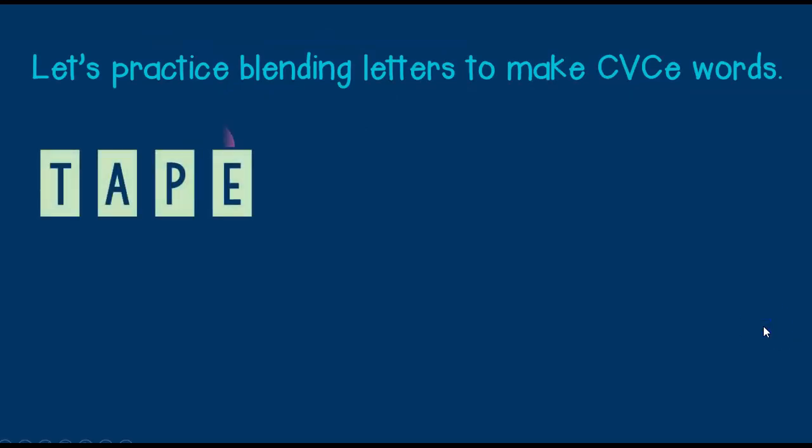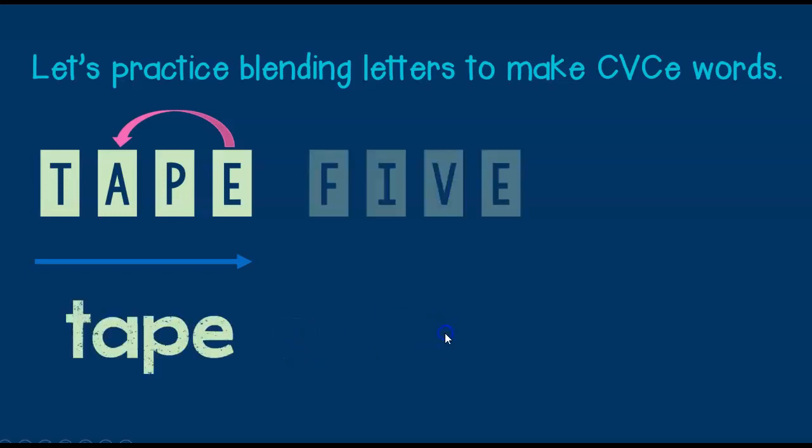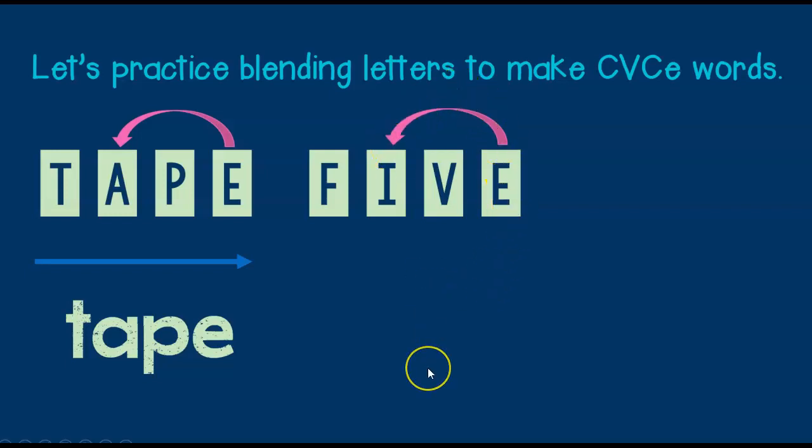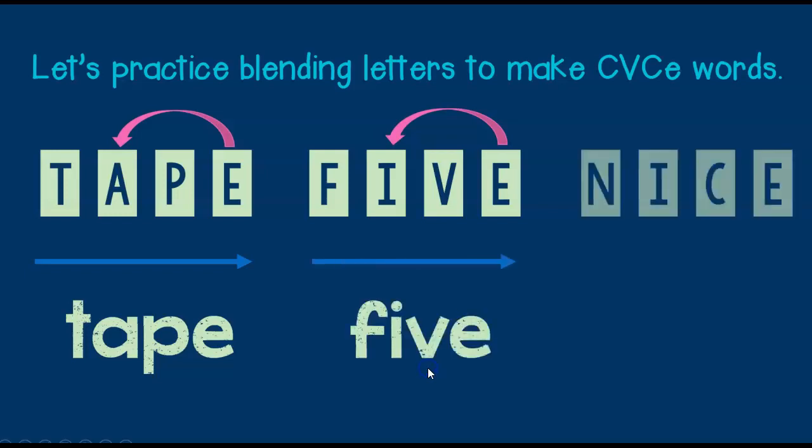All right, let's practice blending some of these. Okay, so we have T, A. I know this says the long A sound because that silent E is one consonant hop away from the vowel. T, ape, tape. And again, I see that silent E, one consonant hop away. Ice, soft C sound. Nice, nice job, guys.